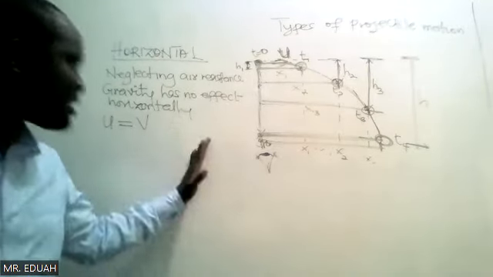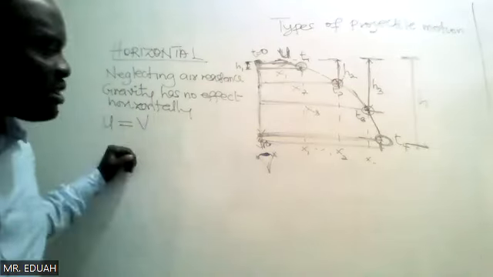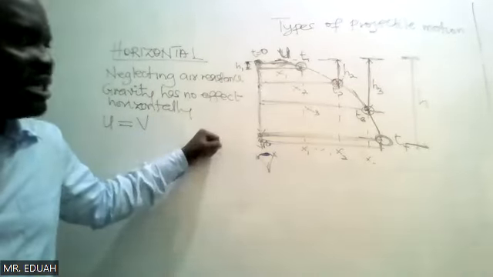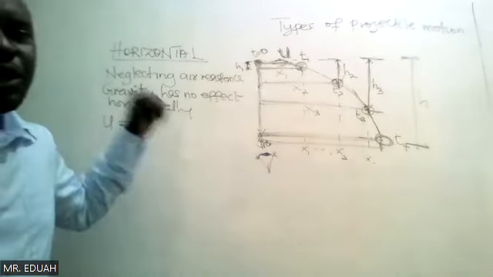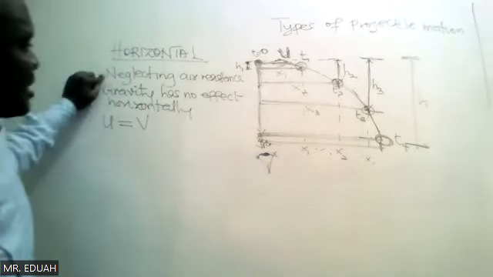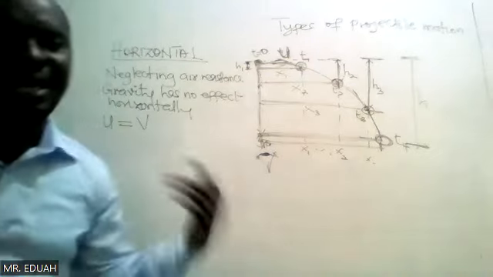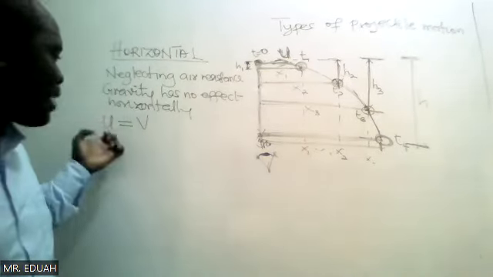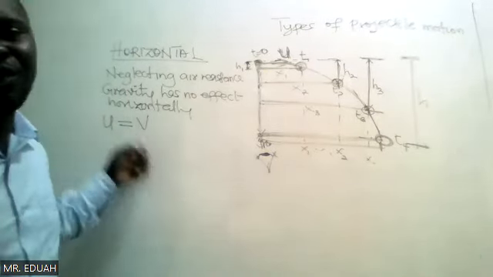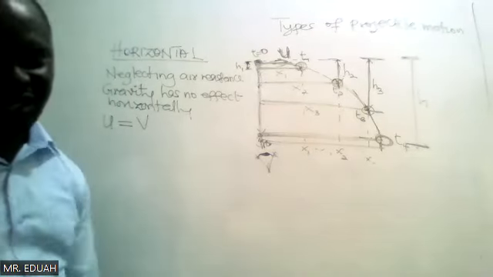So if you are asked, why is the initial velocity equal to the final velocity? It means that horizontally, gravity is not there and air resistance too has been eliminated. And that is why initial velocity is equal to the final velocity.